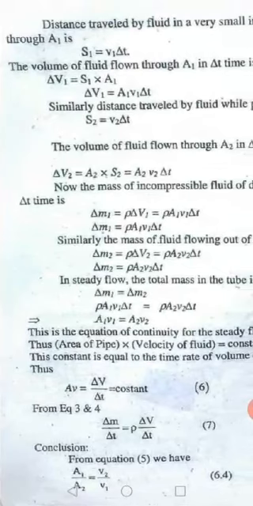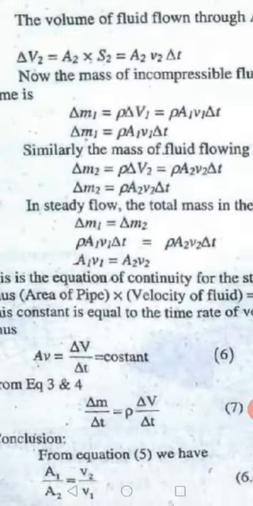So we have found the first equation, A1 V1 equals A2 V2, or we can write it as A, the cross-section area, times V, the speed of the fluid, equals a constant. The second equation, which we mention as equation number 6, is delta V by delta T, the rate of volume of fluid flow, equals a constant. So we have proved our equations.